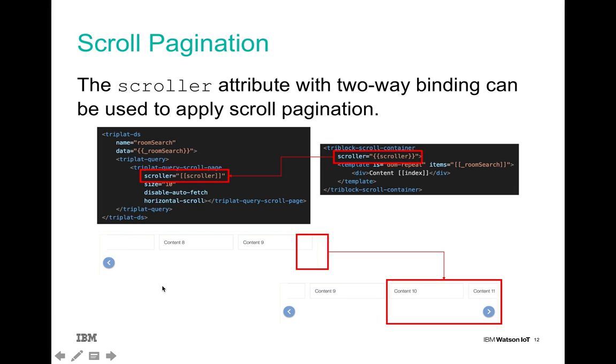The scroller attribute with two-way binding can be used to apply scroll pagination. So here's an example of how we can configure that just using the scroller attribute, and the scroller object can be used right here with triplet query scroll page. So with that, we can trigger the scroll pagination when scrolling.